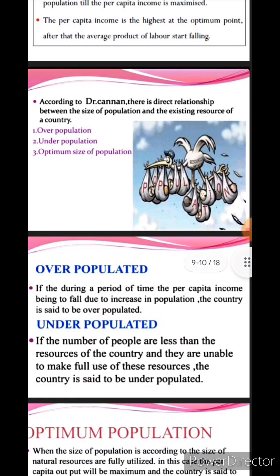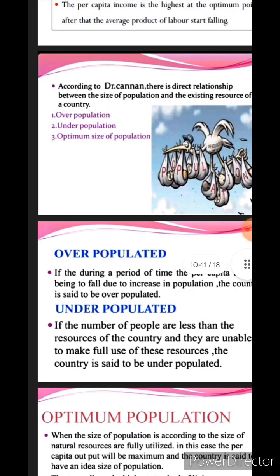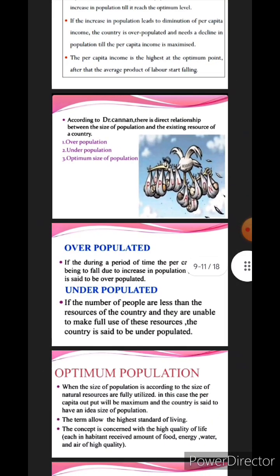Underpopulated: if the number of people is less than the resources of a country, so that they are unable to make full use of these resources, the country is said to be underpopulated. And now, what is optimum population?